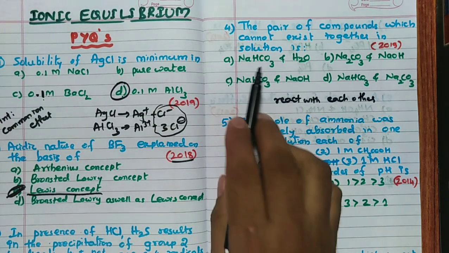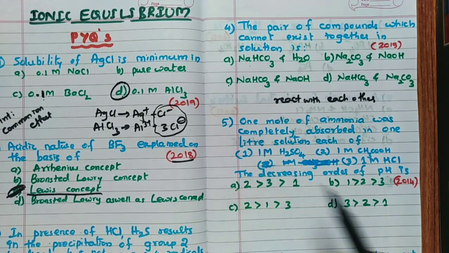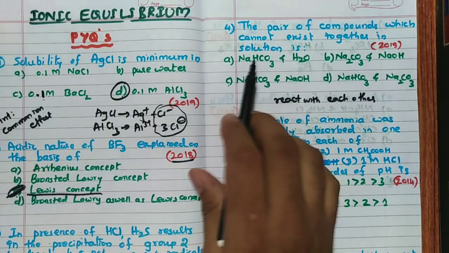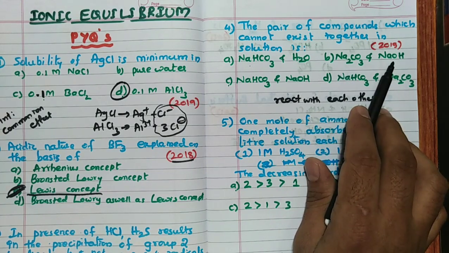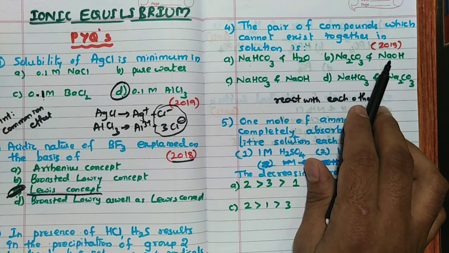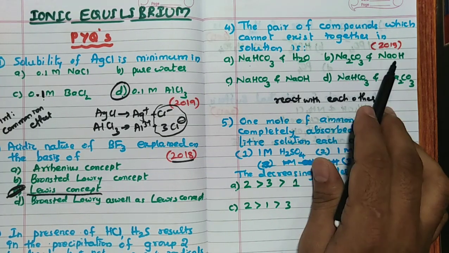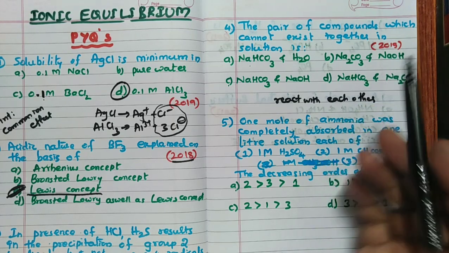Now you can see NaHCO3 in water. Any change going to take place? No, it will not form any product. Na2CO3 and NaOH, it will not form any product, remember. It will never form NaOH. NaOH already is there, correct? So it will never form.